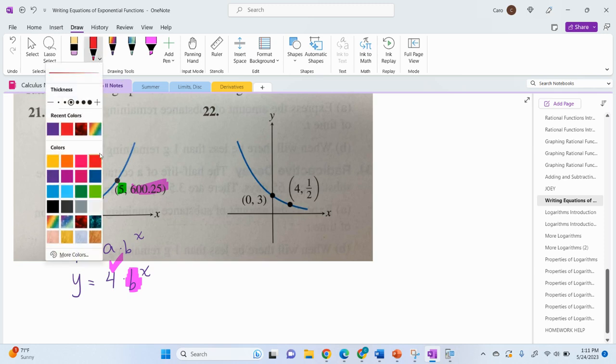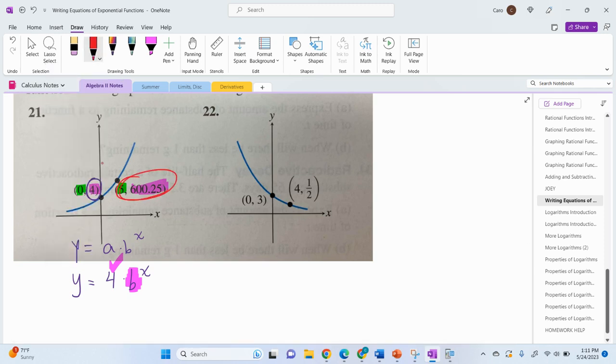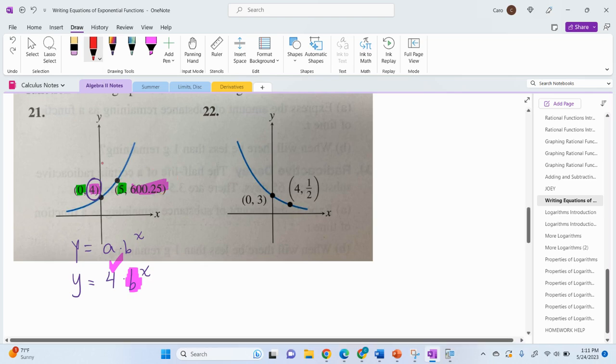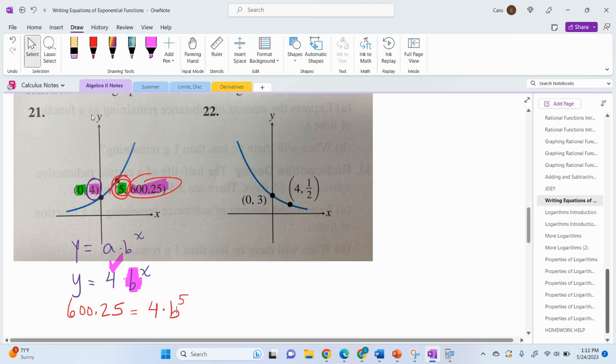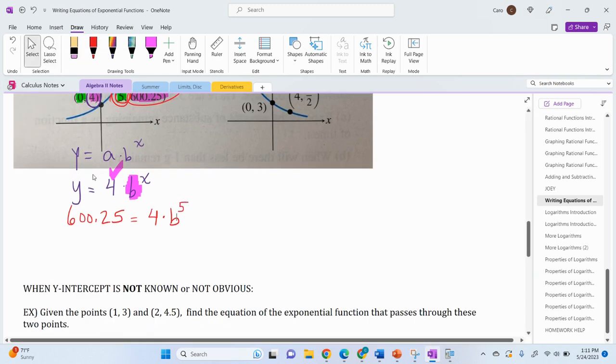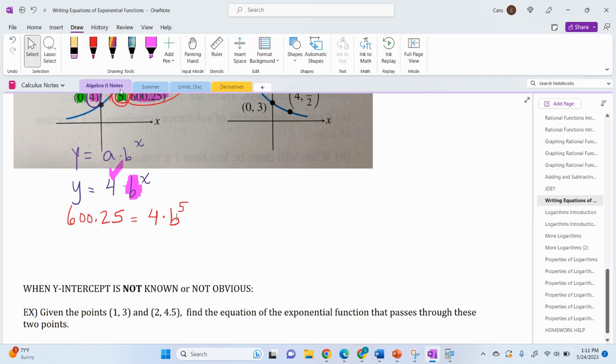So all you're going to do is take another point on the line. In this case, just use what's given. So I'm going to plug in 600.25 for y. And then I have 4 times b. I don't know b. I'm looking for b. Plug 5 in for x. Once you do that, you're just solving your equation. So let's finish off these last steps.